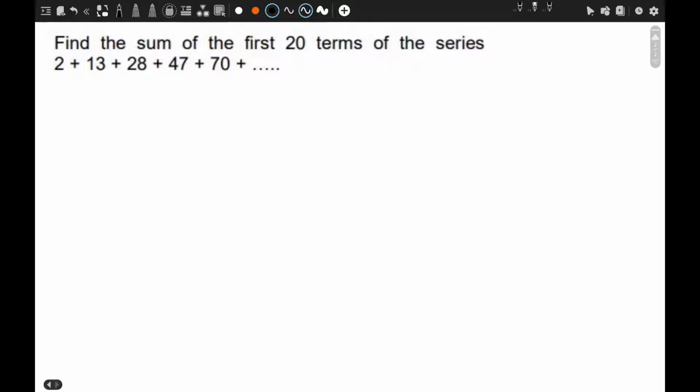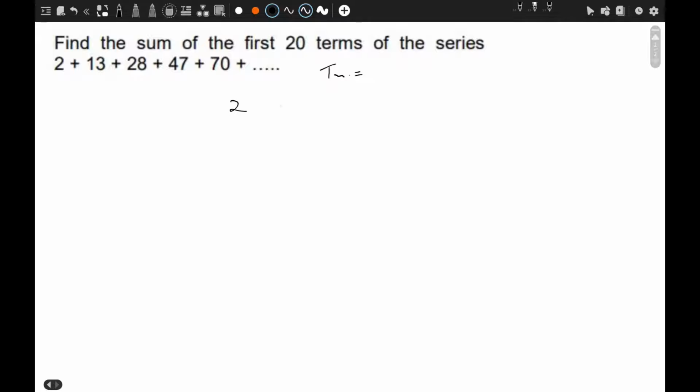Let's look at this question. Find the sum of the first 20 terms of the series 2 plus 13 plus 28 plus 47 plus 70 and so on. If you look carefully, this is not an AP and not a GP, so we don't know what kind of series this is, and we cannot use AP or GP concepts to find the nth term. So how can we generalize this and find the nth term?